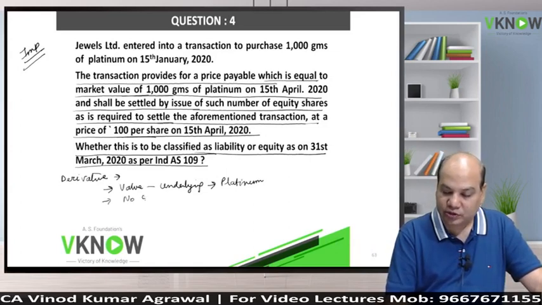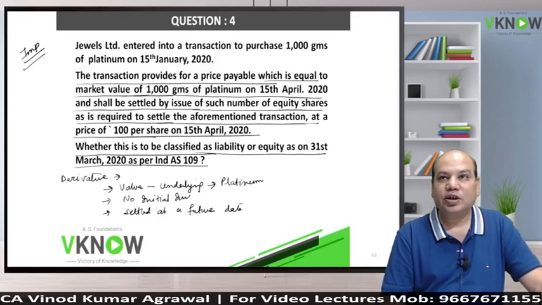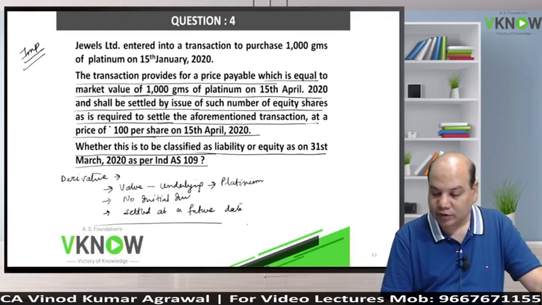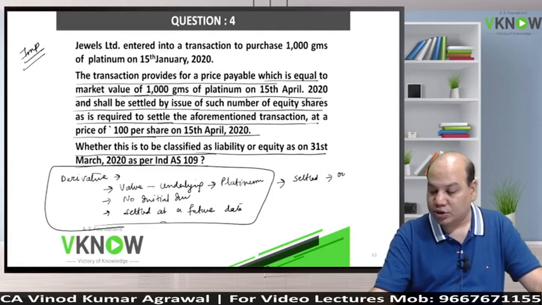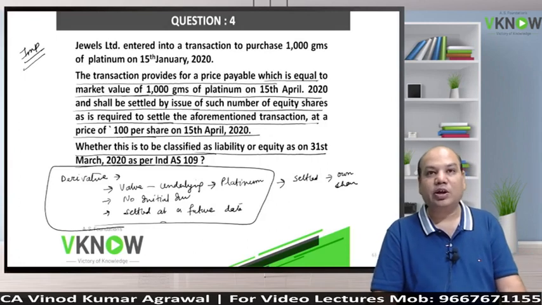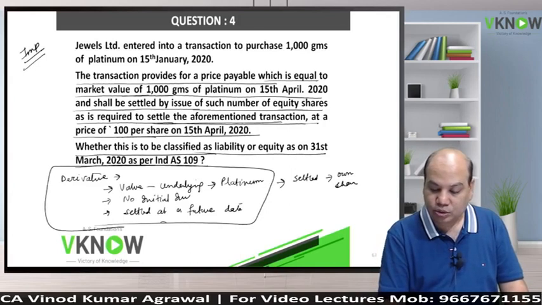No initial investment was required. And third, it is settled at a future date. After that, we have to see in which form it will be settled. It will be settled in the form of own shares. So we are in element number 4 now. It's a derivative contract which will be settled in own shares.